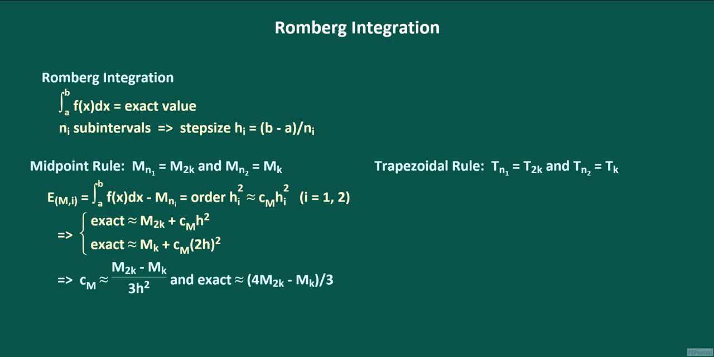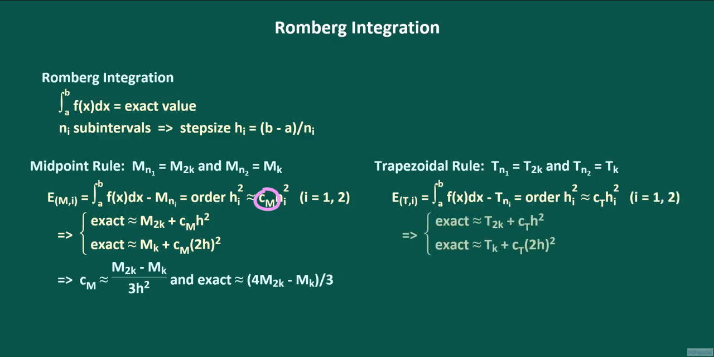Let the error quantity for the trapezoidal rule be e sub ti, so that e sub ti equals the exact value of the integral minus the trapezoidal rule estimate t sub n sub i. E sub ti is of order h sub i squared, which is the same order as that of the midpoint rule error. So we have the exact same formula except we replace c sub m by some constant c sub t.